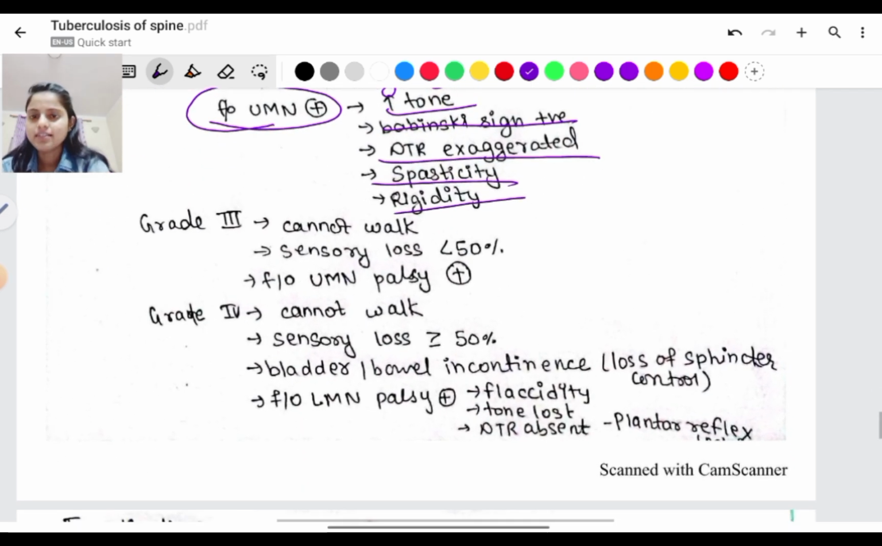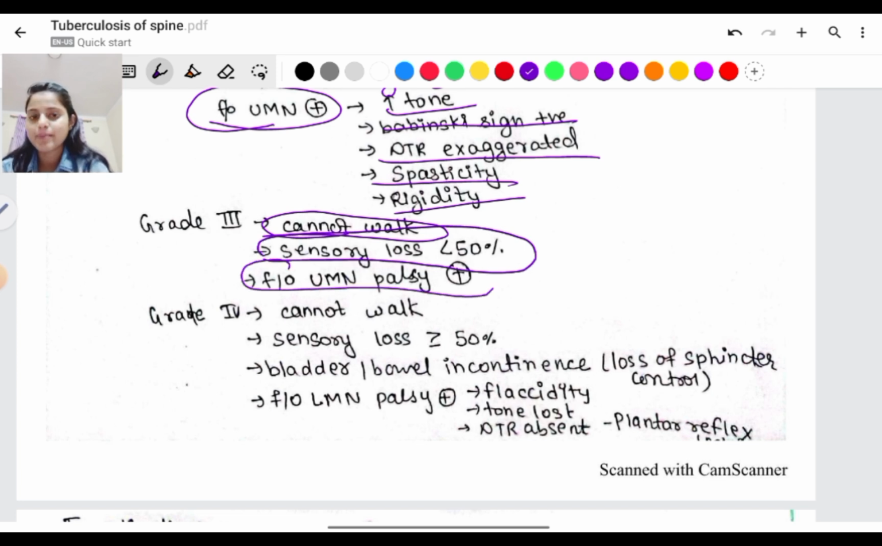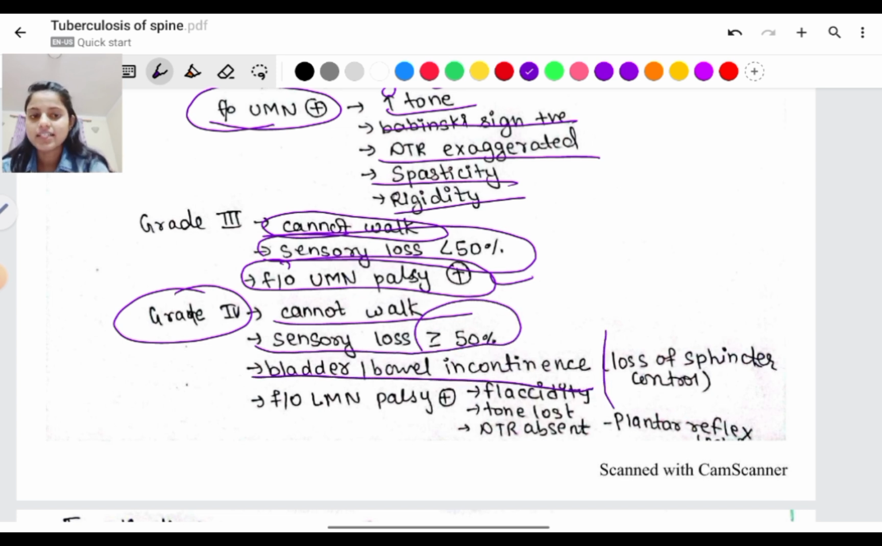In grade 3, the patient cannot walk. Sensory loss is less than 50%, and features of upper motor neuron palsy are present. In grade 4, the patient cannot walk. Sensory loss is more than 50%, and bladder bowel incontinence occurs. There is loss of sphincter control and features of lower motor neuron palsy. In grade 1, 2, and 3, there are features of upper motor neuron palsy, but in grade 4, there are features of lower motor neuron palsy, which is flaccidity, tone loss, deep tendon reflex absent, and plantar reflex is also lost.